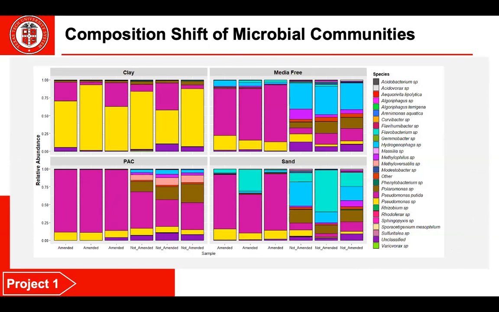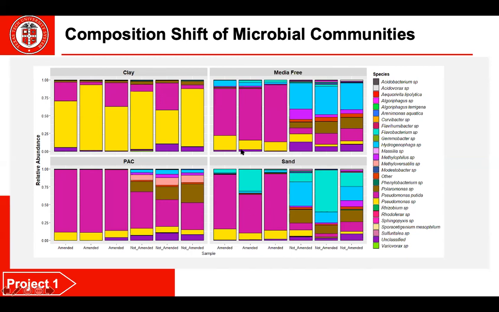In the clay systems, that yellow organism is dominating by approximately 75% if you were to average all the systems across. For all the systems, we've divided it into amended, which means contains naphthalene, and not amended, which means does not contain naphthalene. There's a lot of difference in the activated carbon systems, the media-free systems, and the sand systems between the 3 that contain naphthalene and the 3 that did not.